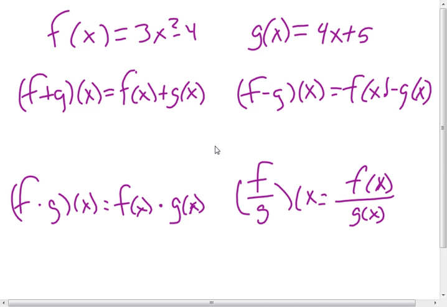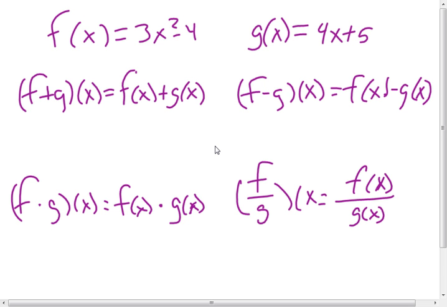Now in this lesson we're going to look at operations with functions and composition of functions. Given the two functions at the top of the page, f of x and g of x, let's look at the operations with functions, in this case being addition, subtraction, multiplication, and division. I have the theorems written out. (f + g)(x) is f of x plus g of x, and so forth.